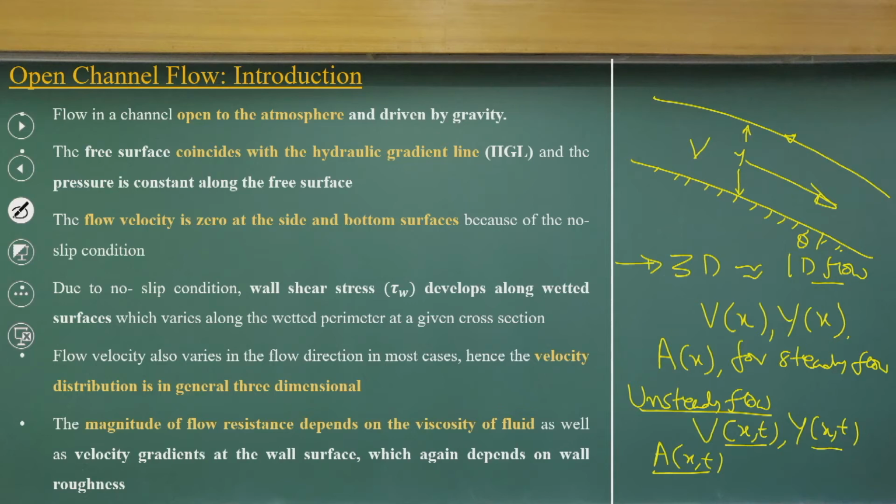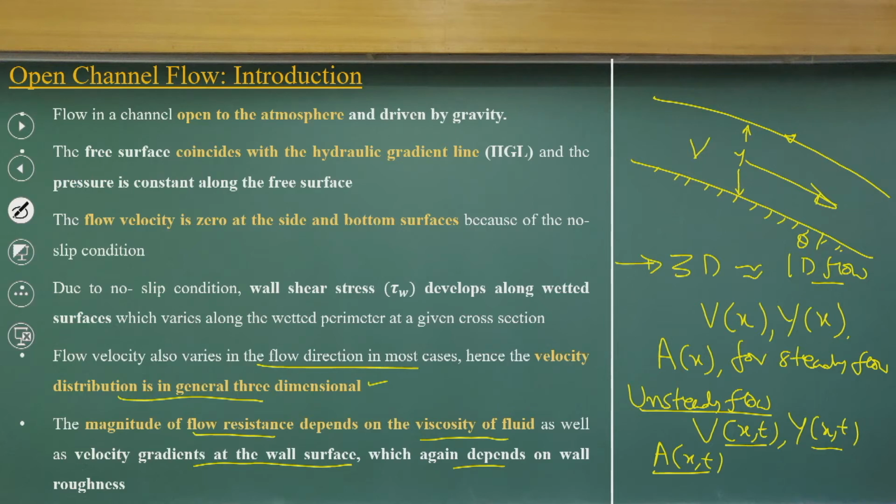So, it will come as a dependency function of space and time. Basically, the flow varies along the direction in most kinds. So, the velocity distribution is generally three-dimensional, that is what I discussed. The magnitude of the flow resistance depends upon the viscosity of the flow, as well as the wall roughness, what type of roughness factors are there.